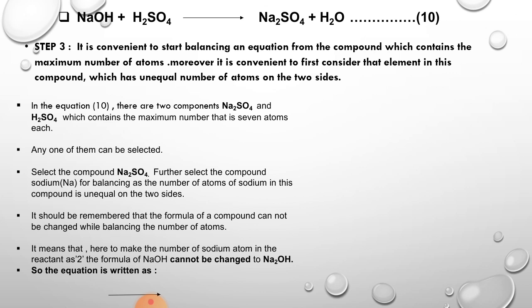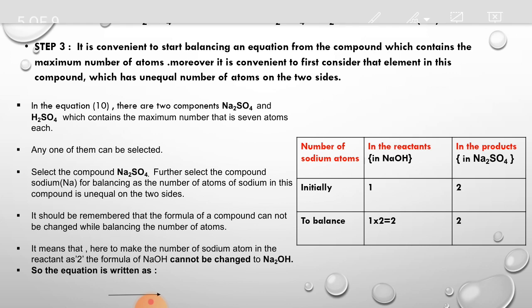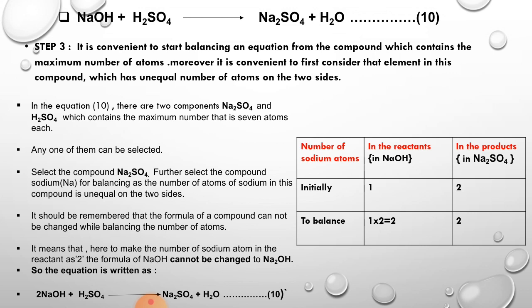We have to write on the reactant side 2NaOH. It cannot be written as Na2OH. Remember this, we can't change the formula like Na2OH. We have to write 2NaOH. That means to make the number of sodium atoms in the reactant 2, the formula of NaOH cannot be changed to Na2OH. So the equation is written as 2NaOH plus H2SO4 will give Na2SO4 plus H2O.